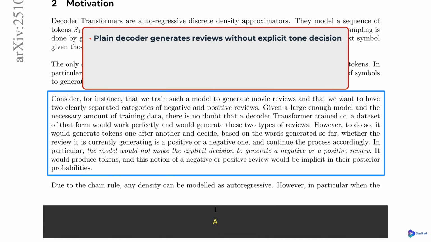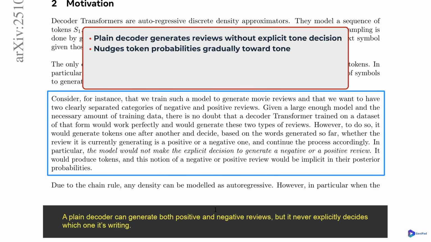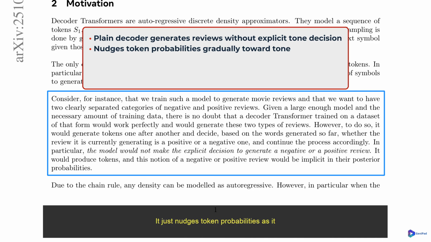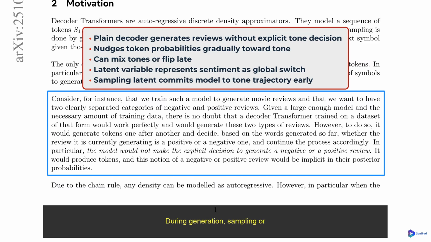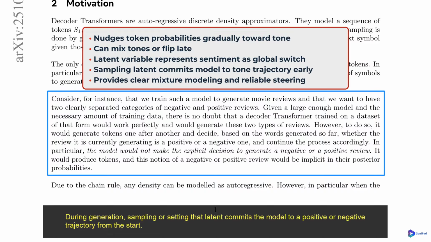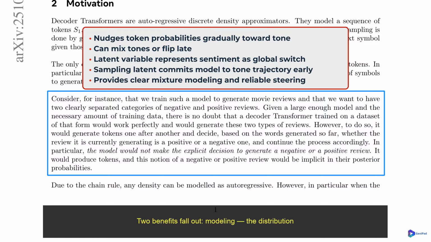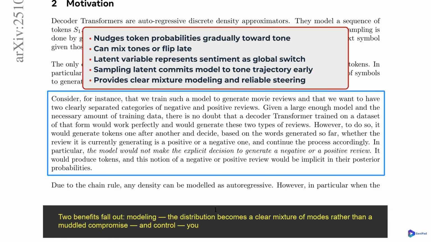Take movie reviews. A plain decoder can generate both positive and negative reviews, but it never explicitly decides which one it's writing. It just nudges token probabilities as it goes, slowly drifting toward one tone. That's workable, yet brittle. It can mix tones, flip late, or require careful prompting to steer. With a latent variable, you can represent sentiment as a global switch. During generation, sampling or setting that latent commits the model to a positive or negative trajectory from the start. Two benefits fall out. Modeling. The distribution becomes a clear mixture of modes rather than a muddled compromise. And control. You can reliably steer output by choosing the latent without micromanaging every token.